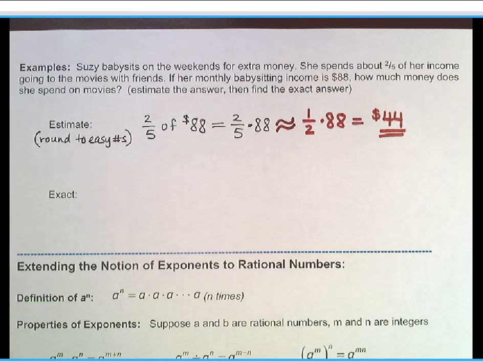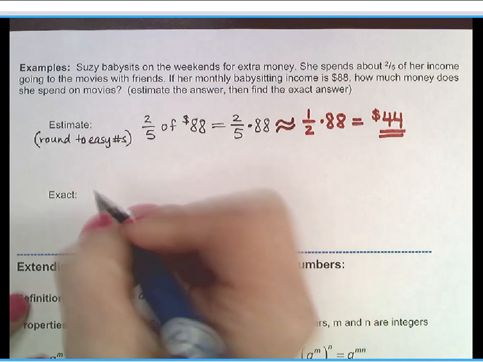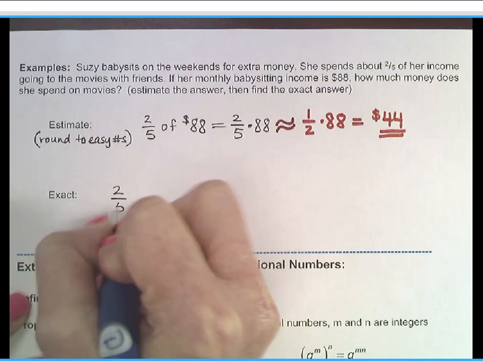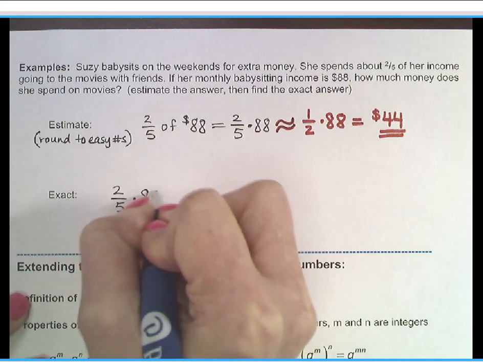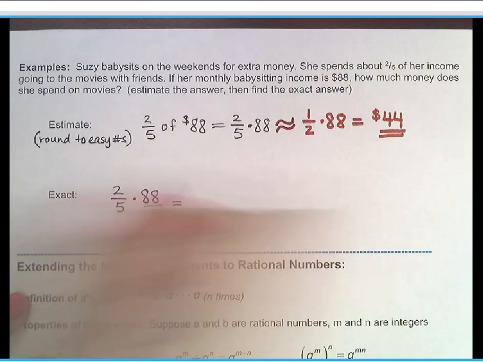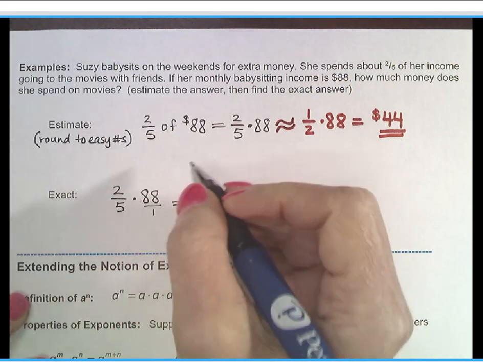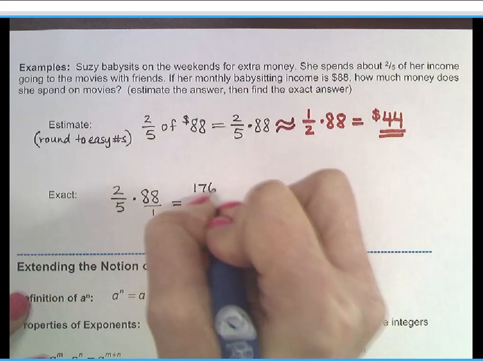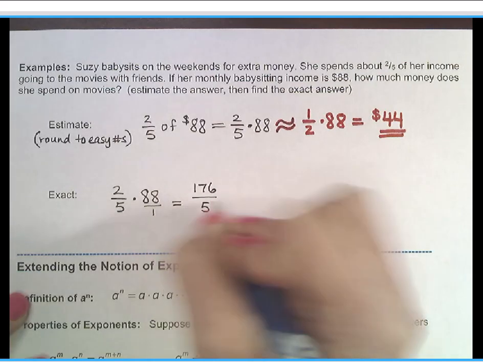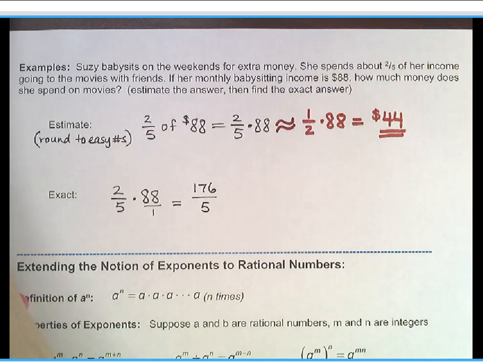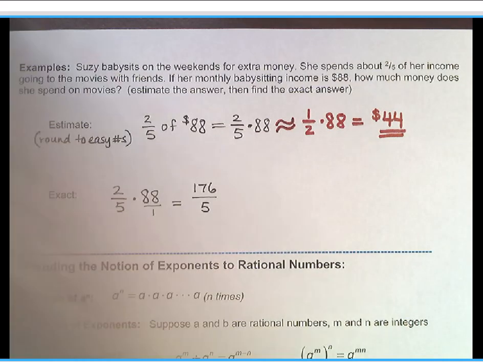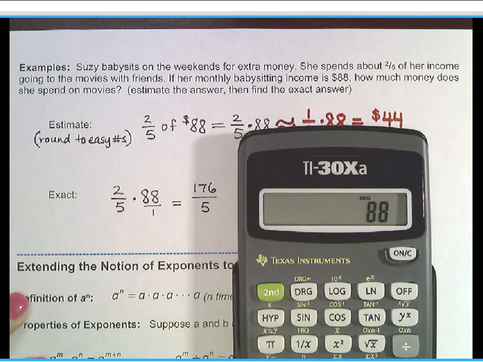Now if we want to find the exact value, we don't have the luxury of rounding. So the exact value is going to be 2/5 times 88. And that's like 88 over 1. So I have to do 2 times 88, which you might need a calculator for. It's 176 divided by 5. And then you have to divide 176 by 5. Now, considering the fact that this is money, I'm okay with this just being decimals. So we did 88 times 2 to get our 176. And then if we divide by 5, that would be $35.20.